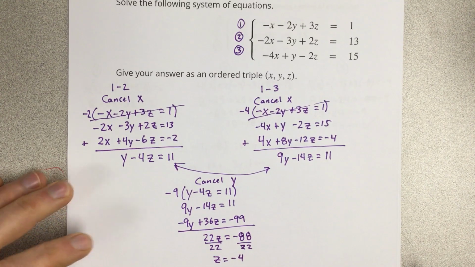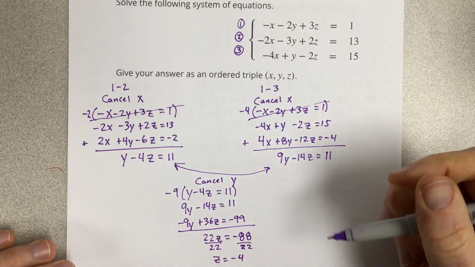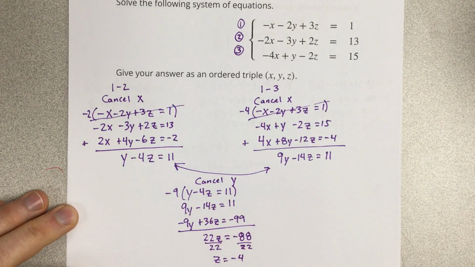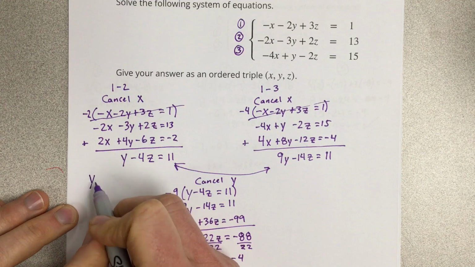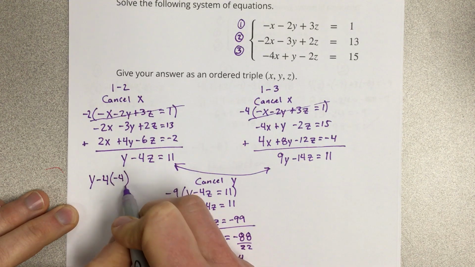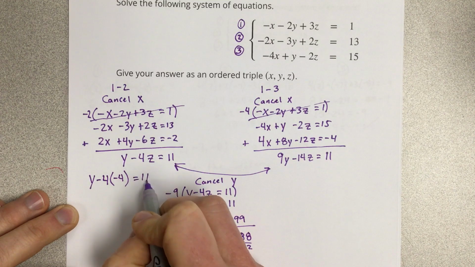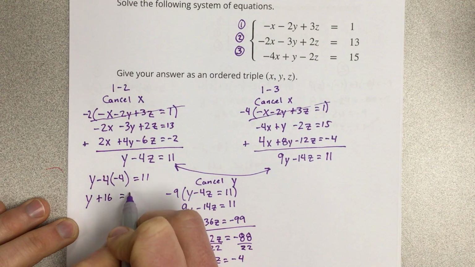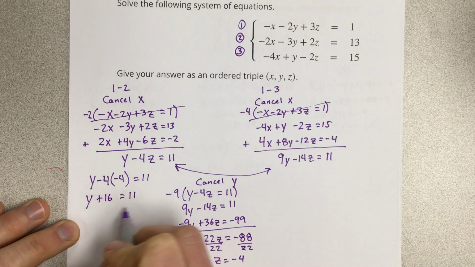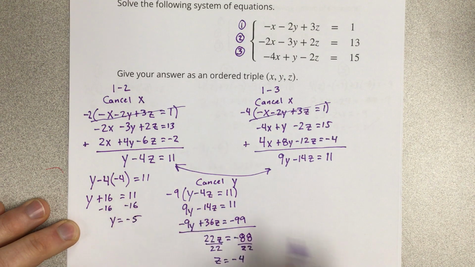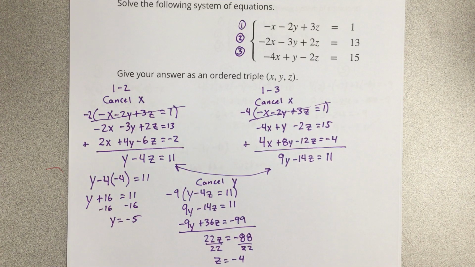Now, I want to take that z and then find out y because I can use either one of these equations. Let's use the left one. It looks easiest to work with. So we would say y minus 4 times negative 4 equals 11. So you get y plus 16 equals 11. Subtract the 16 over, and you get y equals negative 5. So now I have two variables. I've got y is negative 5, and z is negative 4.